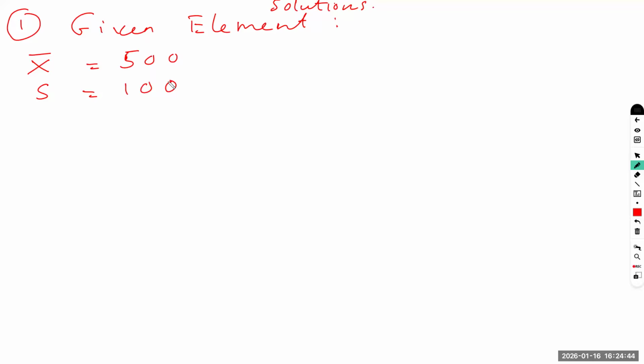Okay, I continue. If the distribution of scores is normally distributed, (a) what proportion of the students scored between 500 and 682? If the distribution is normally distributed, what is the probability that a student scores between these values? So the probability of 500 to 682, what will be the probability between these two?